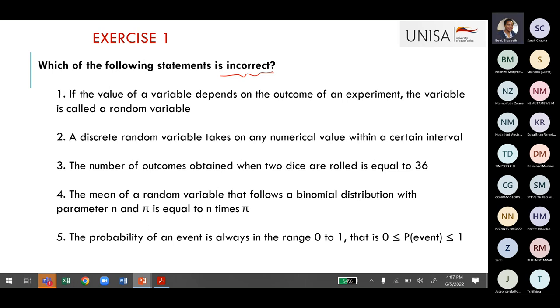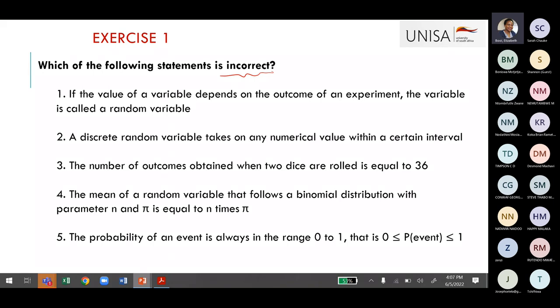Number 5, the probability of an event is always in the range of 0 and 1. That is, the probability of an event lies between 0 and 1. We are looking for that one incorrect statement.